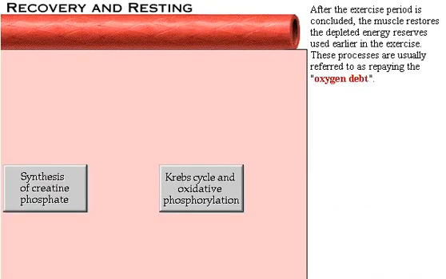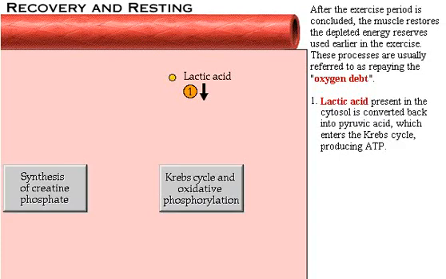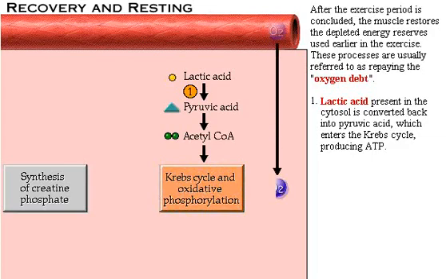After the exercise period is concluded, the muscle restores the depleted energy reserves used earlier in the exercise. These processes are usually referred to as repaying the oxygen debt. 1. Lactic acid present in the cytosol is converted back into pyruvic acid, which is converted to acetyl-CoA that enters the Krebs cycle. Aerobic respiration produces ATP, water, and carbon dioxide.